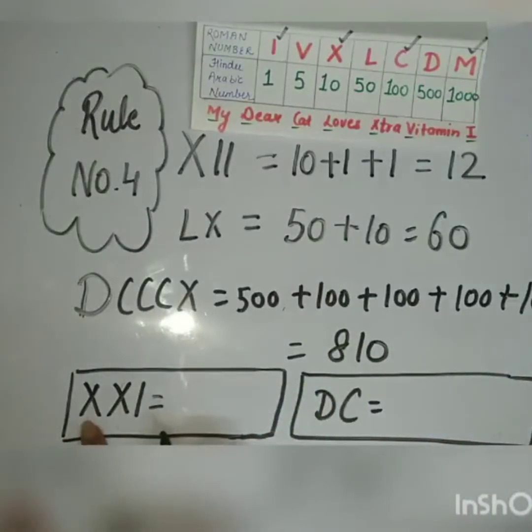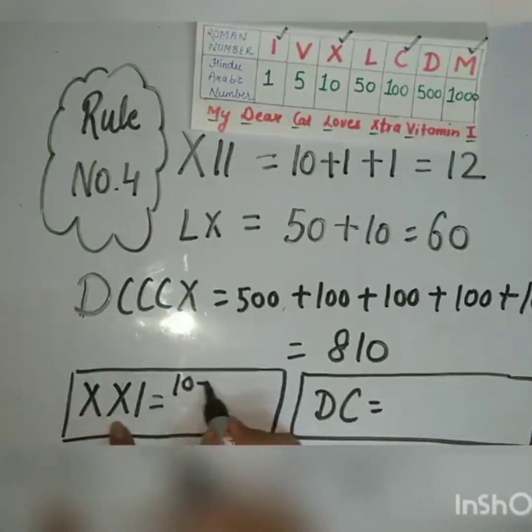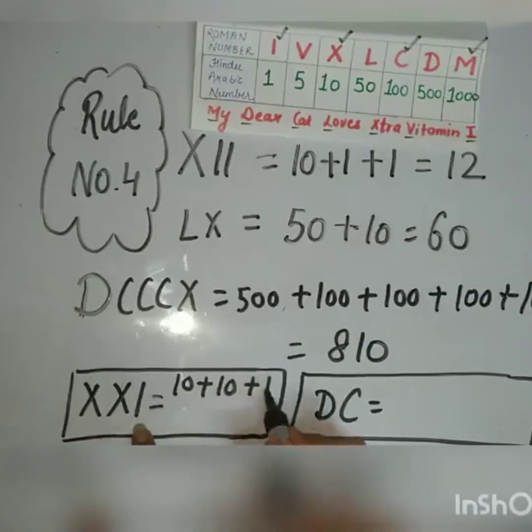Now see, X X I represents 10 plus 10 plus 1. The smaller value 1 is written on the right side of the two greater values, so it will be added to the greater value. So 21.